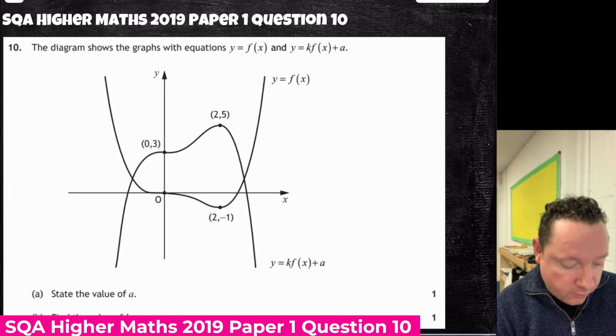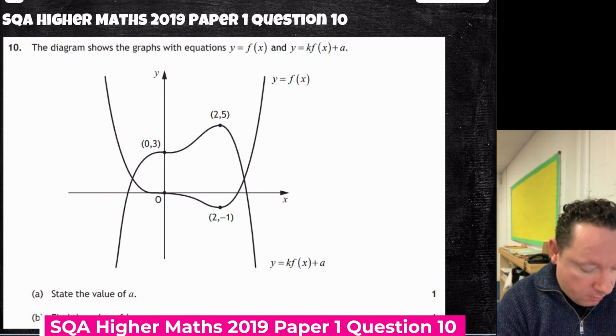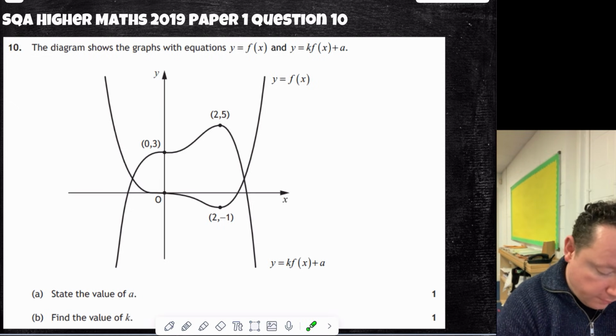SQA Higher Maths 2019, Paper 1, Question 10, Graphs of Related Functions. The diagram shows the graphs of f of x and kf of x plus a. We have to find the values of a and k. So where's our f of x? It's this one here. And kf of x is the other one, plus a.